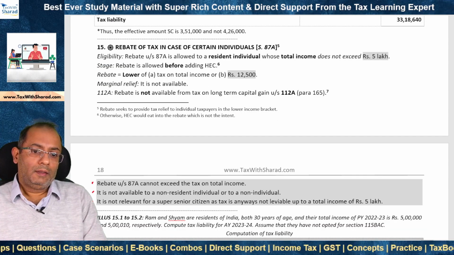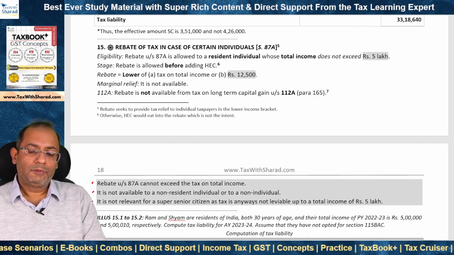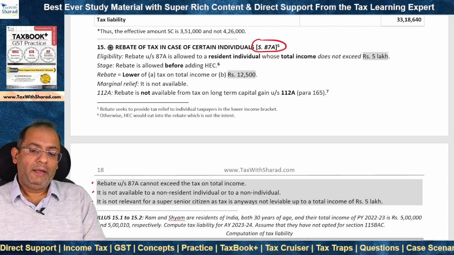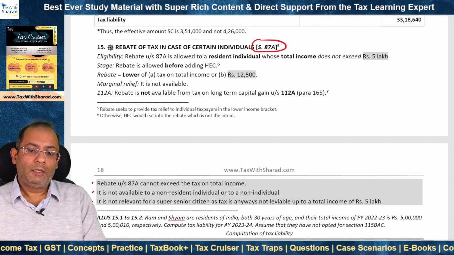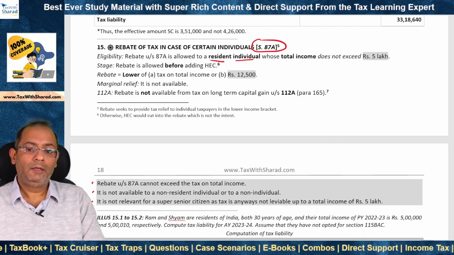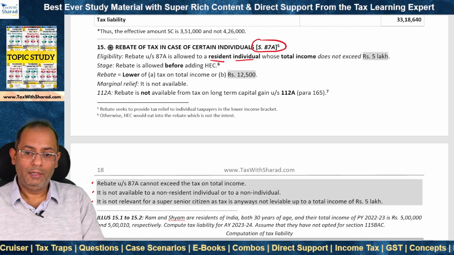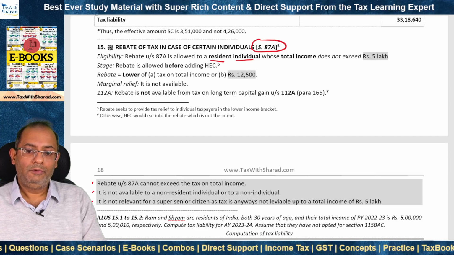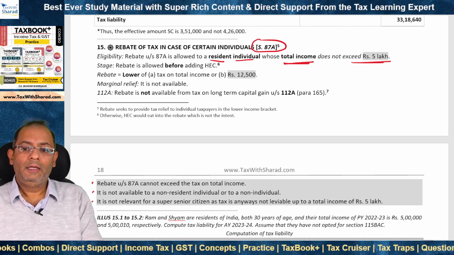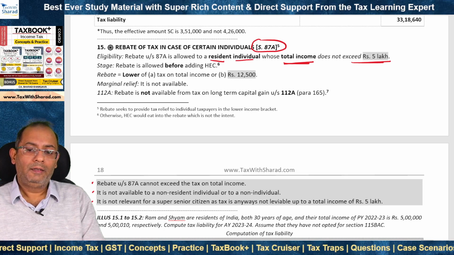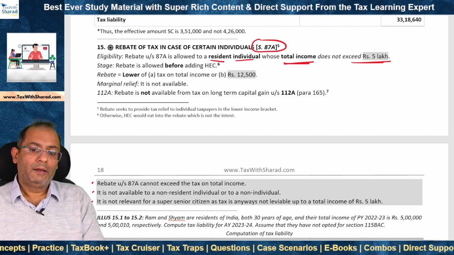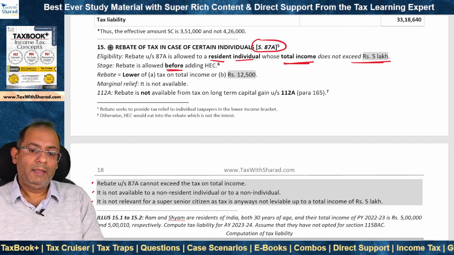Okay. Now we'll talk about rebate of tax in case of certain individuals, and this is provided under section 87A. Rebate under section 87A is allowed to whom? It is allowed to a resident individual. That means it's not allowed to an individual who is a non-resident, and it's also not allowed to a non-individual. So it's only allowed to a resident individual whose total income does not exceed 5 lakh. So only if the total income is up to 5 lakh, rebate under section 87A is applicable, otherwise it is not applicable. And rebate is allowed before adding cess.